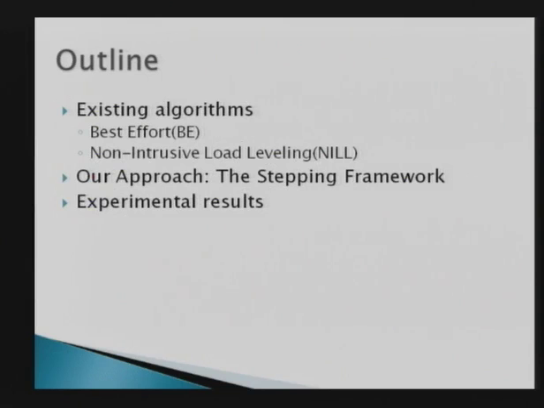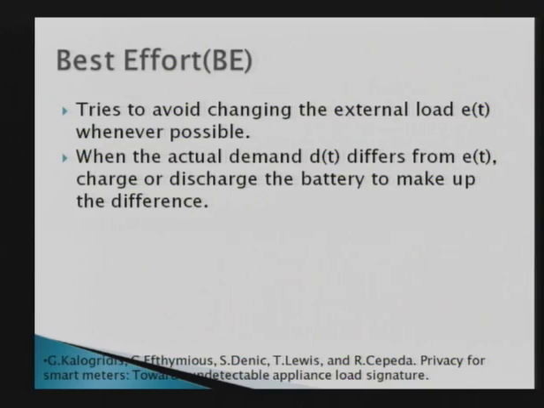In the rest of this talk, I will first introduce two existing methods, then we'll propose our method, and I will show the experiment results. The first existing method is called the best effort method. The basic idea of this method is that it tries to avoid changing the external load whenever possible. To do this, you charge or discharge the battery to make up the difference between the external load and the demand load, ET and DT.